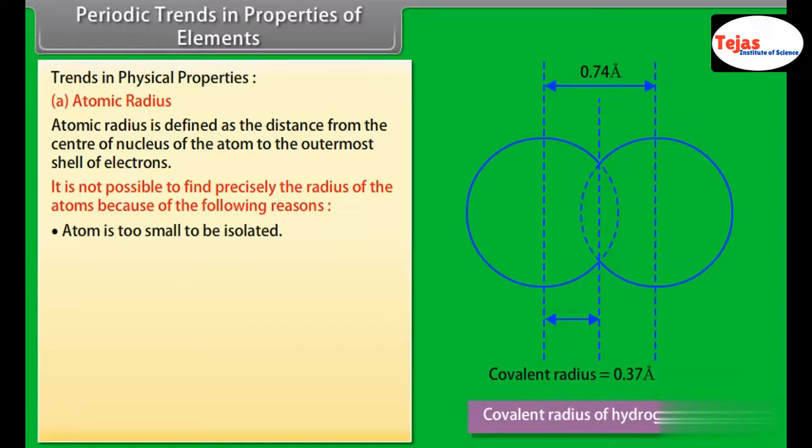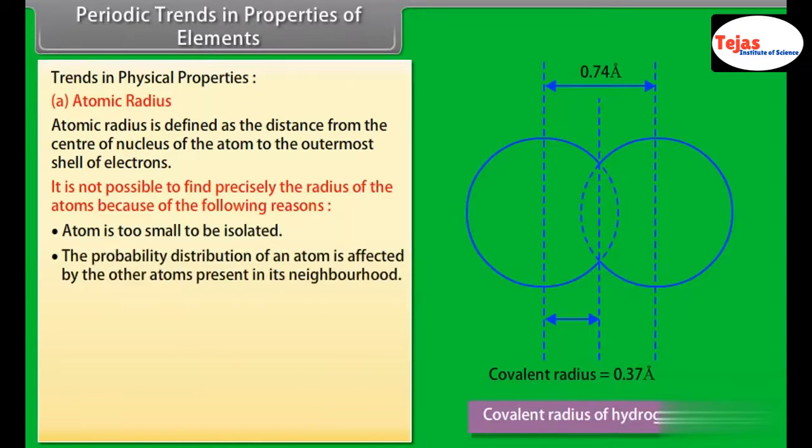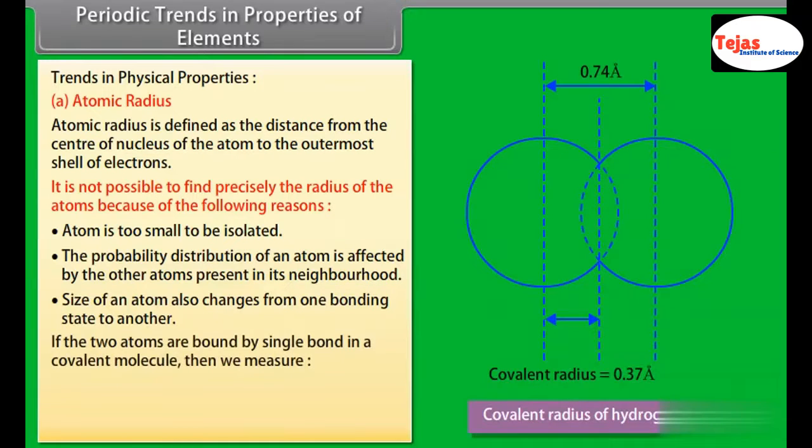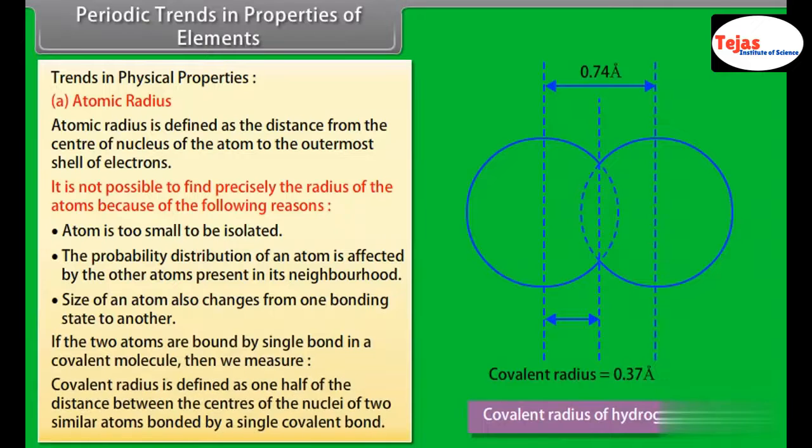Atom is too small to be isolated. The probability distribution of an atom is affected by the other atoms present in its neighborhood. Size of an atom also changes from one bonding state to another. If the 2 atoms are bound by a single bond in a covalent molecule, then we measure covalent radius. Covalent radius is defined as 1/2 of the distance between the centers of the nuclei of 2 similar atoms bonded by a single covalent bond.